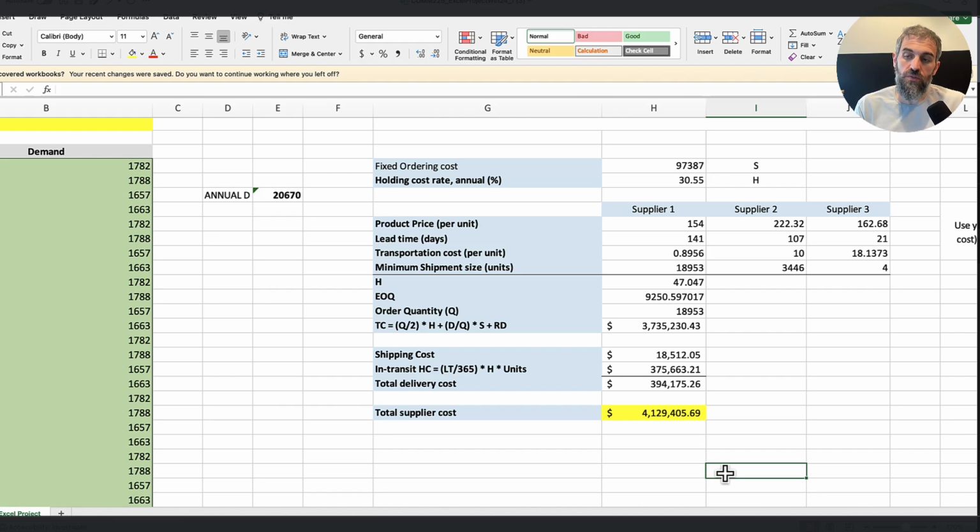So now it's up to you to do it again for supplier two and supplier three so that you can rank them. And then, yeah, I'm pretty sure that's it. Okay. So if you have any questions, you can leave them in the comments. Again, this is my interpretation of it, this is how I would approach it. You're free to do it however you want.